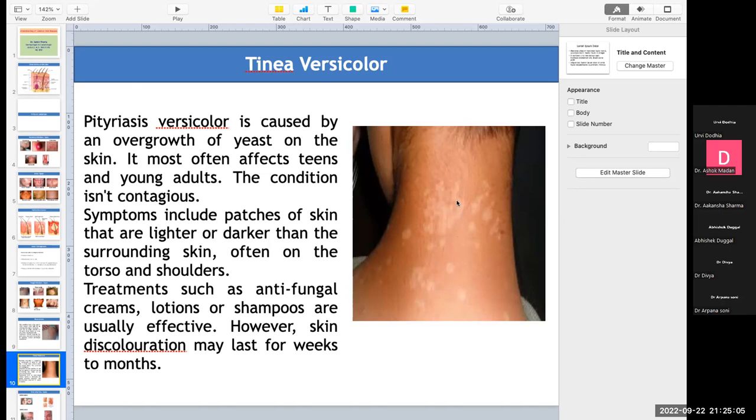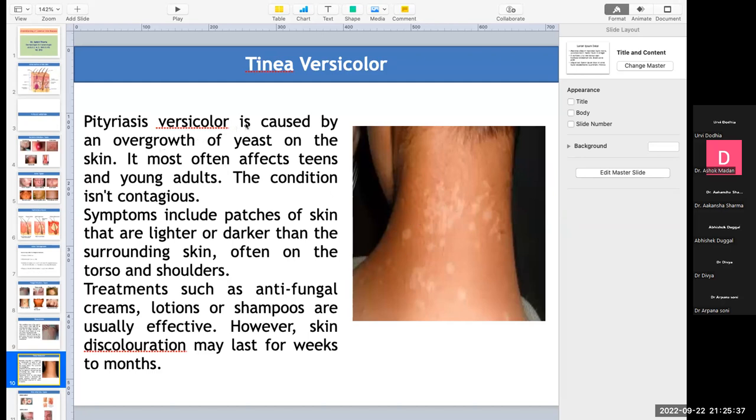Sometimes they come with totally white patches only. If you look closely, you can see the surrounding pityriasis versicolor. Otherwise, they come with white patches only. So whenever a patient comes with these kinds of lesions on the upper back, neck, and upper chest, three common sites, you should look for Tinea versicolor.